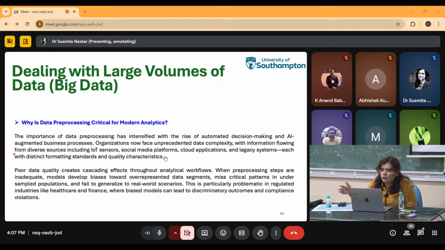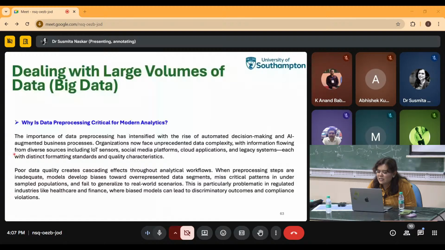So poor data quality can actually cascade through the entire analytical flow. Without proper pre-processing, models may become really biased, miss important patterns, or fail to generalize to real world scenarios. This is especially dangerous in industries like healthcare and finance, where bad data can lead to discriminatory decisions or compliance issues. Okay. So the key takeaway on data processing and why it is critical for modern society is that data processing is not optional, which is the foundation of preparing data for analysis and machine learning.